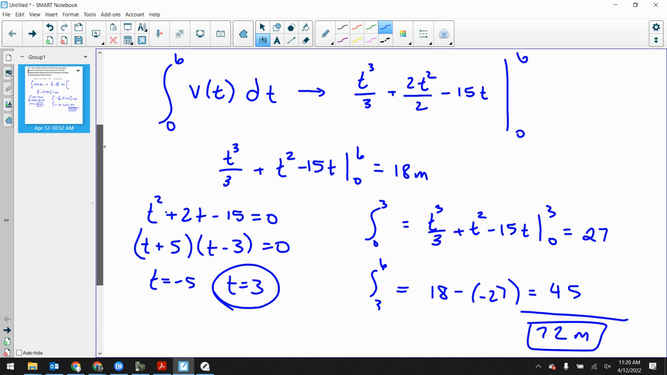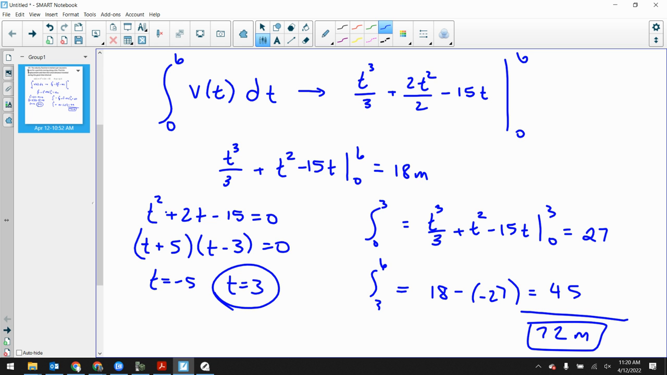Which makes sense because the 27 was in the negative direction, and the 45 was in the positive direction. The 45 came out positive, which makes sense. That confirms my earlier answer of 18 as a displacement, right?